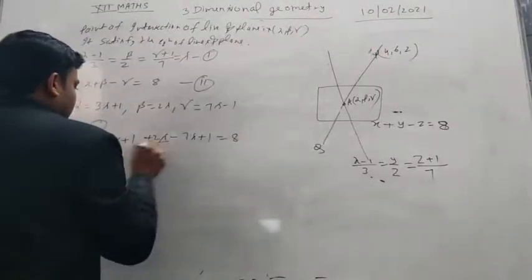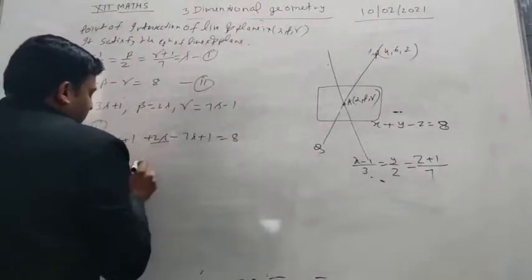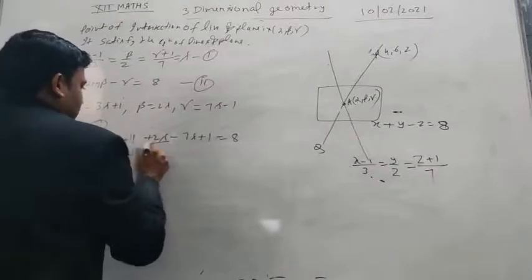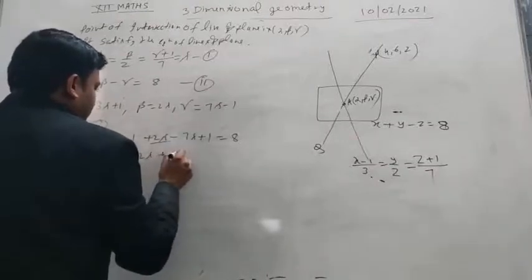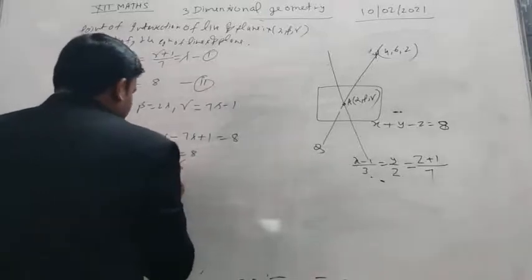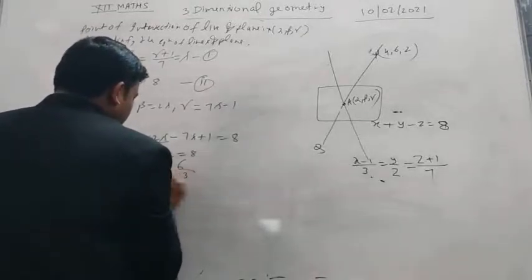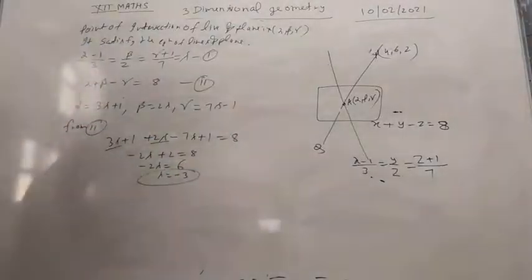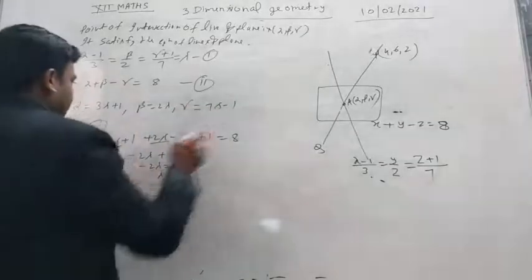So students, 3 lambda plus 2 lambda is 5 lambda, minus 7 lambda, so minus 2 lambda plus 2 is 8. So minus 2 lambda is 6. So lambda is minus 3. Okay, students, so lambda is minus 3 from here, and we find the coordinates of A.